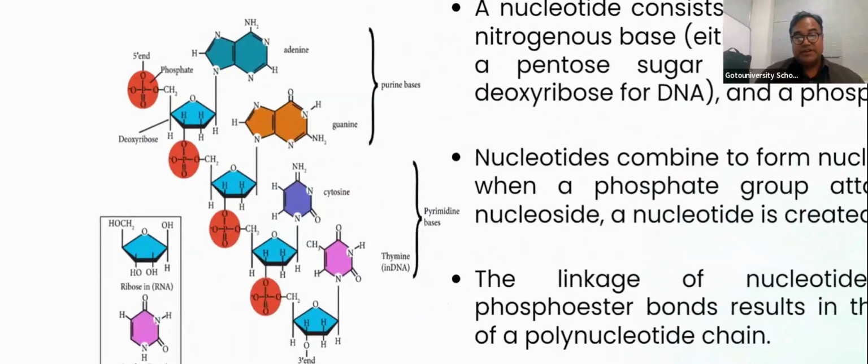Whenever we are narrating like this, we are not supposed to use base pairing. Why? Because this entire structure represents only one DNA strand. We are not supposed to say adenine is base pairing with the guanine, or guanine is base pairing with the thymine. Like this, you should not say, right?